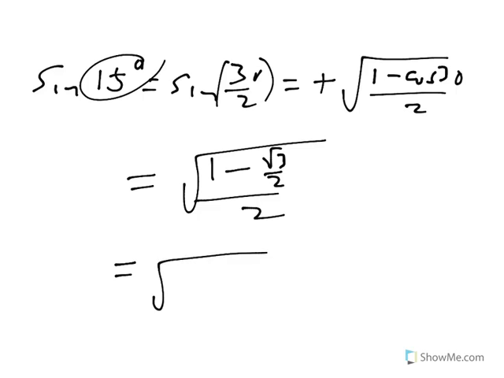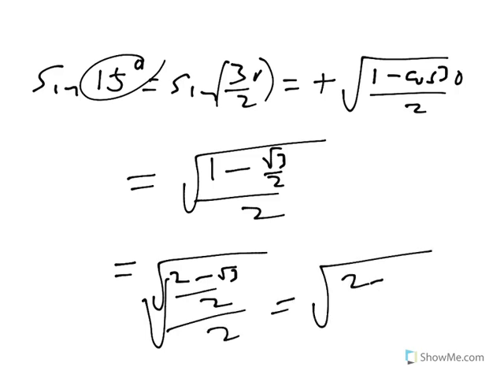I can do a common denominator. 2 minus radical 3 over 2. And then I still have the over 2 from before. And we end up with 2 minus radical 3 over 4. Which I could simplify a small bit because 4 is a perfect square. So I get the square root of 2 minus square root of 3 over 2.